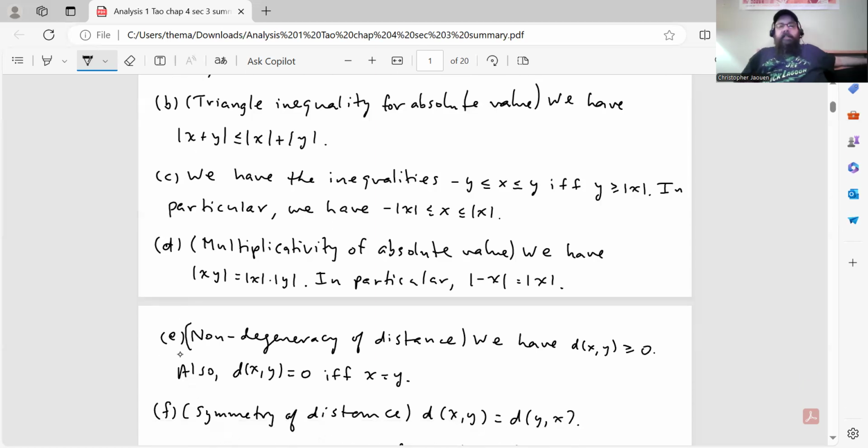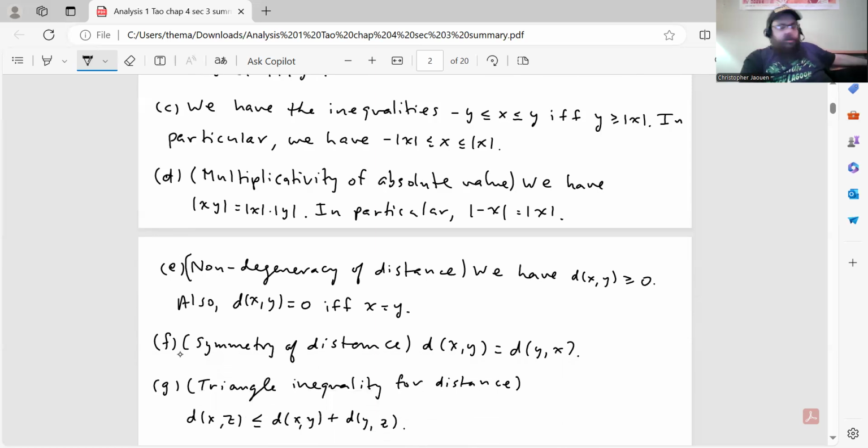All right, part C, we have the inequalities: negative y is less than or equal to x, which is less than or equal to y, if and only if y is greater than or equal to the absolute value of x. In particular, we have that negative the absolute value of x is less than or equal to x, which is less than or equal to the absolute value of x. All these inequalities are going to be useful when we get to limits and so on. Part D, multiplicativity of absolute value. We have the absolute value of xy equals the absolute value of x times the absolute value of y. In particular, the absolute value of negative x is the same number as the absolute value of x.